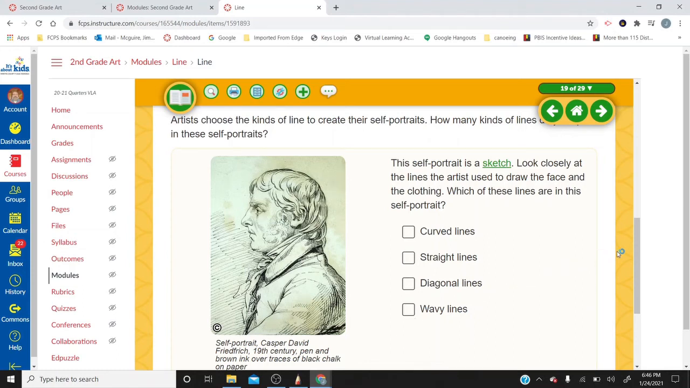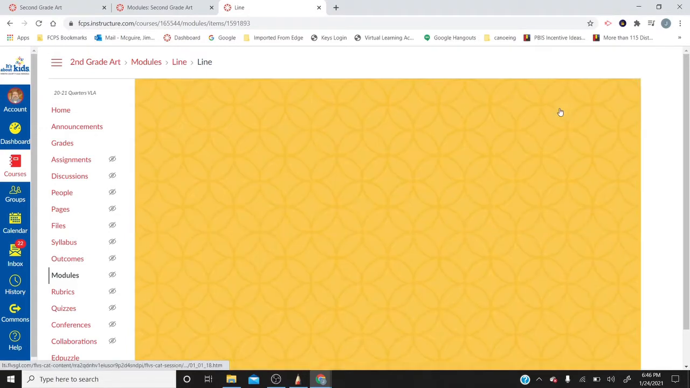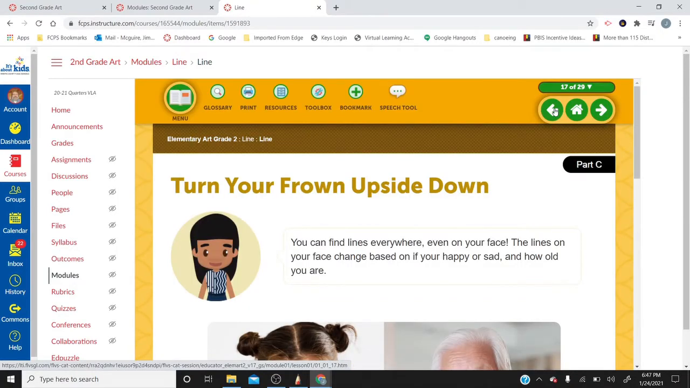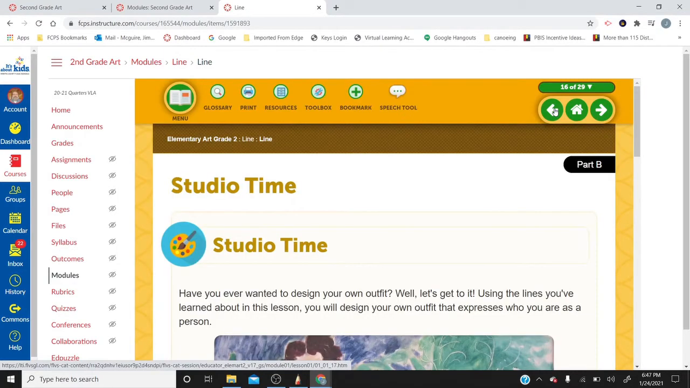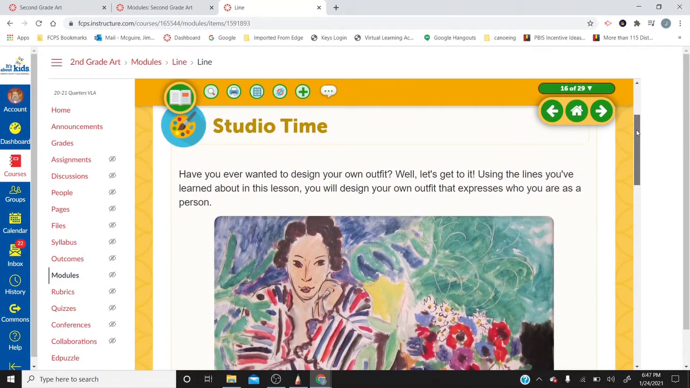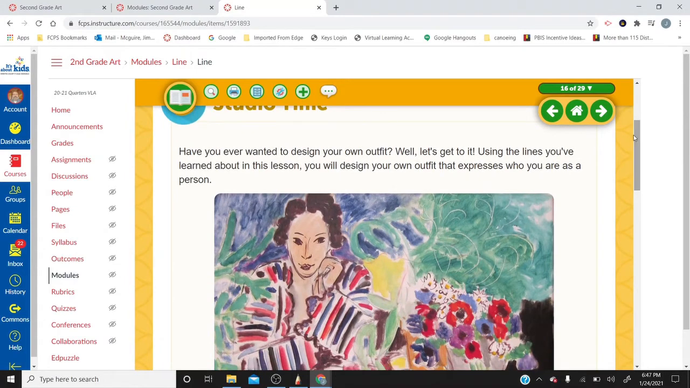Okay, so last week when we left off, we were on page 16 of our module, and we did the studio time where we created outfits. I hope you enjoyed that lesson, and I'm looking forward to seeing those. I haven't had a chance to look in the grade book yet to see them, but I'm excited to see what y'all came up with.